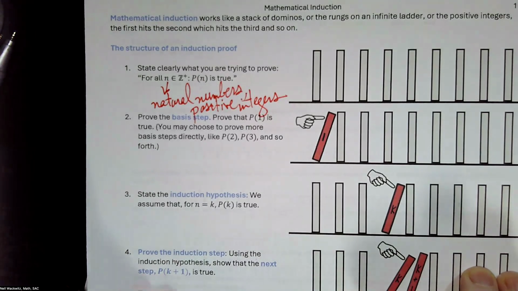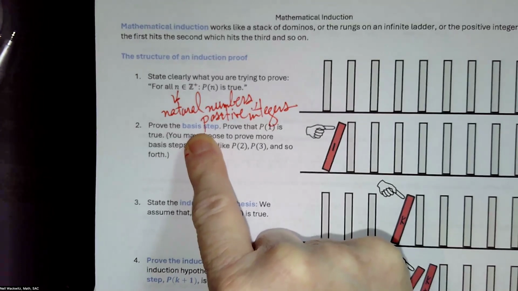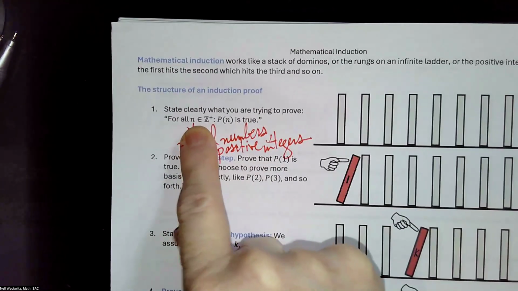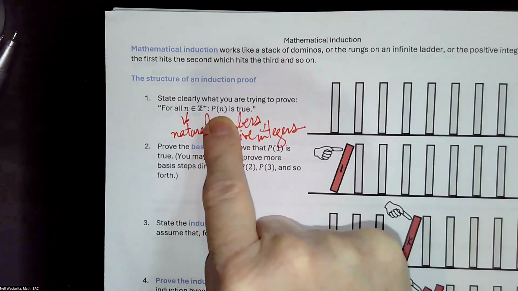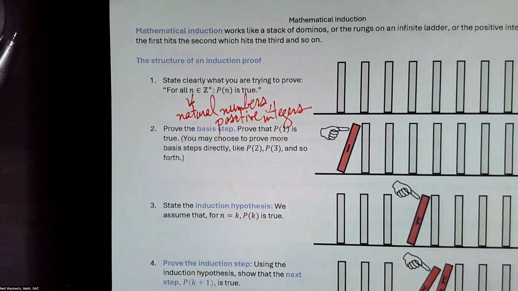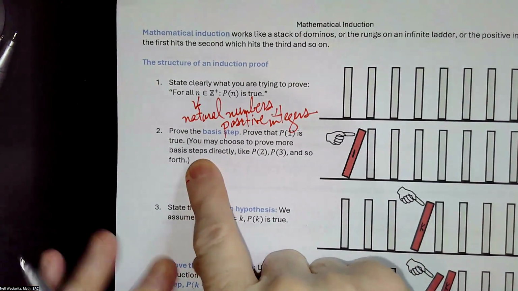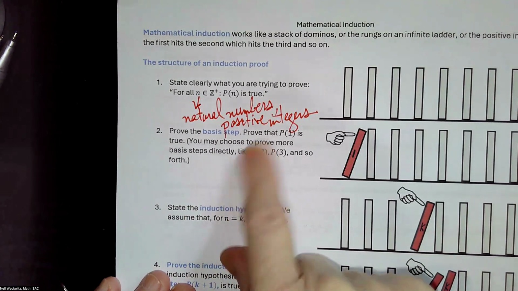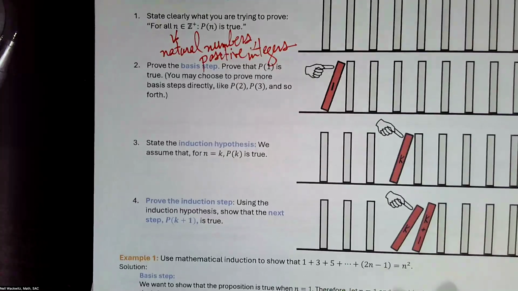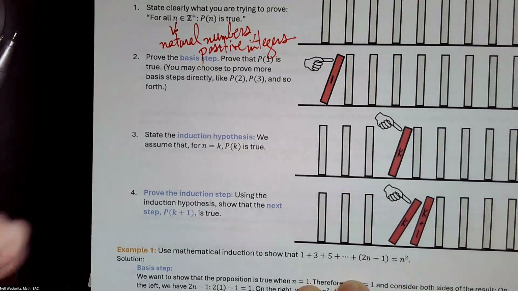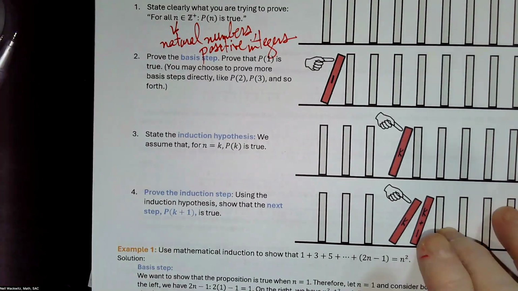The basis step says, if I let n be 1, is my statement true? Usually that's very easy to prove. Sometimes we'll need to prove more than just one basis step, but I think the examples that we're covering, we will not need that.